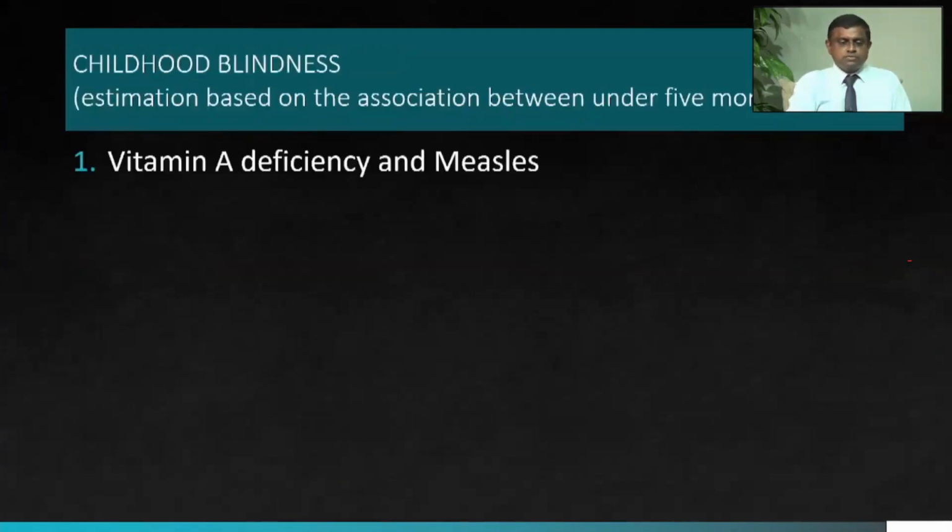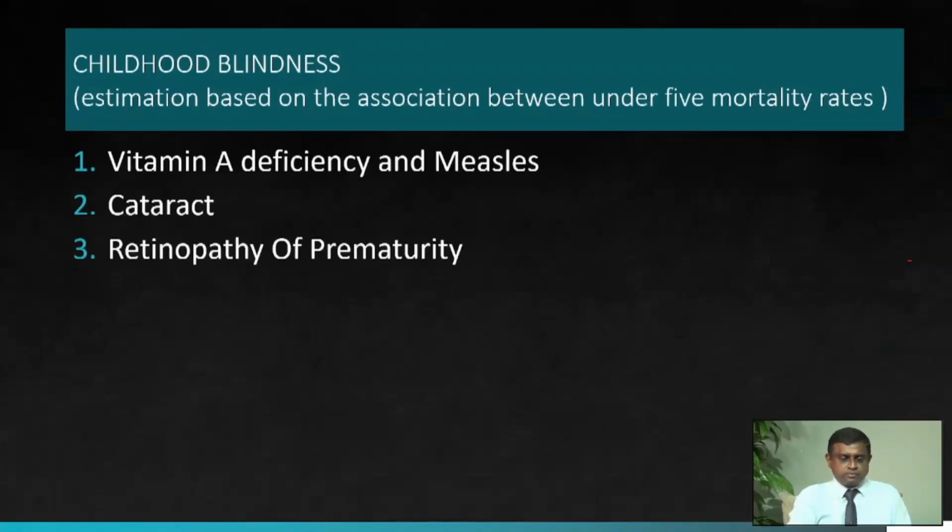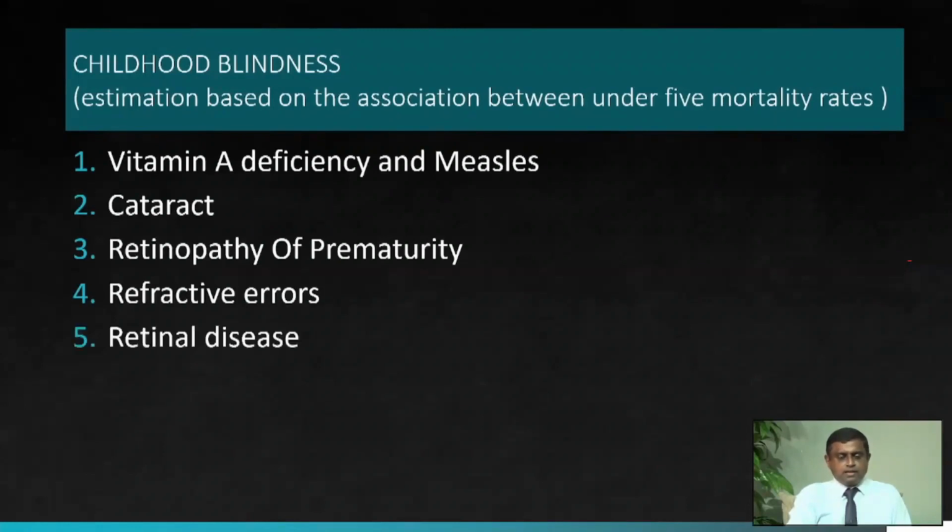So what are the common causes of childhood blindness in the world? Vitamin A deficiency leads. Of course in Sri Lanka it's not common, but worldwide it's the commonest cause. Childhood cataracts are common. Retinopathy of prematurity is not a problem again in Sri Lanka, but worldwide there are so many kids going blind due to retinopathy. Refractive errors is perhaps the commonest cause in Sri Lanka, what we see in our community, but worldwide also it's important. Inherited retinal diseases is also an important topic.